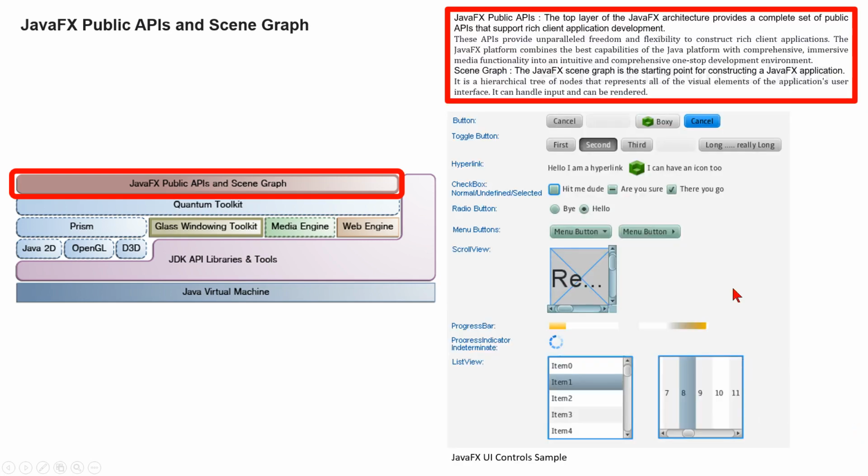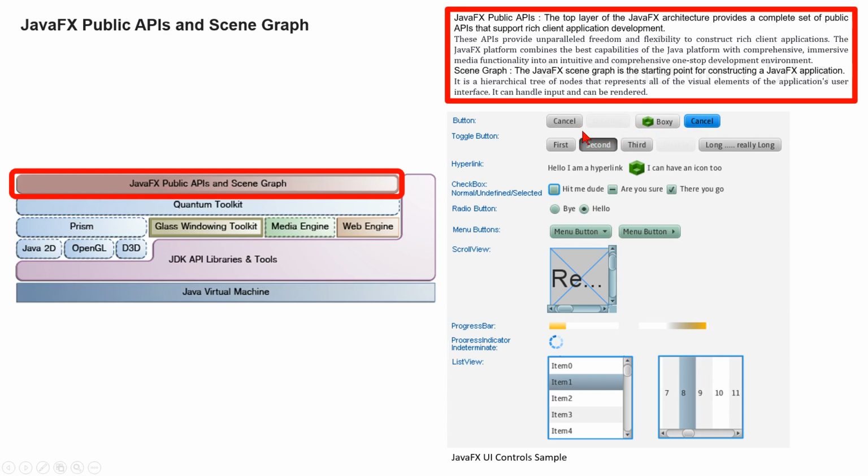Here you can see a JavaFX UI control sample. The illustration shows a sample UI and JavaFX UI controls. The controls are presented in rows. Each row corresponds to a particular type of UI control. Top row contains 4 buttons. The left button in the row has a cancel caption on it.